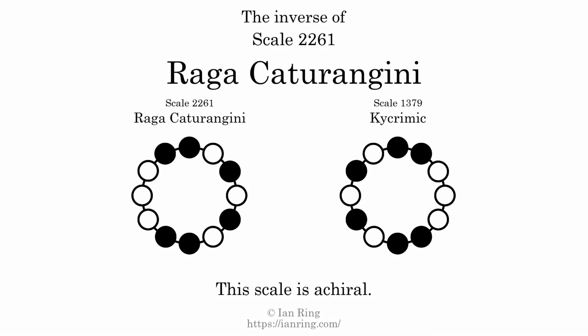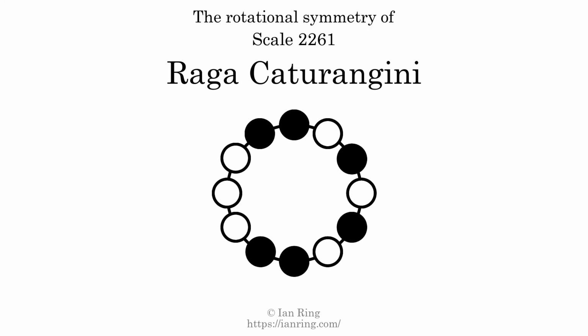The inverse of a scale is a mirror image. It is what you get when the sequence of intervals is reversed. The inverse of this scale is scale 1379, also known as chicrimic. This scale is achiral, since it can transform into its own reflection by a rotational transformation. This scale has no rotational symmetry.